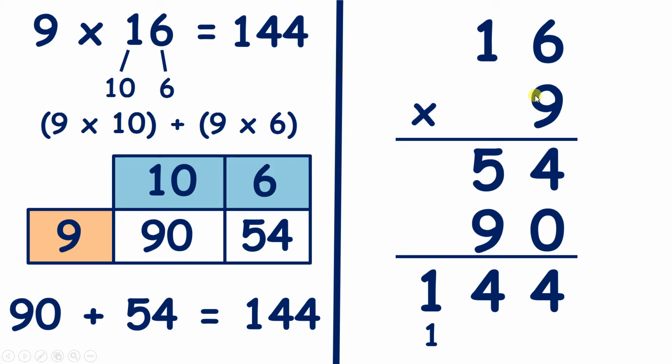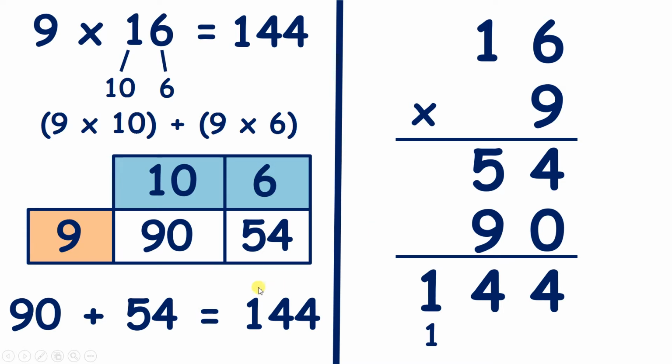So really, with the column method, we're still partitioning 16 because we multiply 9 by our 6 units and then by our 10. So we still get the same numbers, 54 and 90, so we get the same numbers that we have in our grid. And we still have to add those numbers to get our answer.